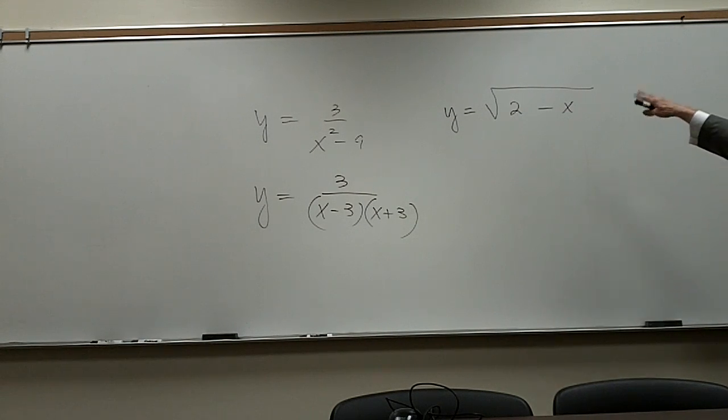Over here, why are you concerned about this problem? The discriminant has to be even, or not an even number, a positive number. So what would you say about that problem? X is greater than or equal to 2.